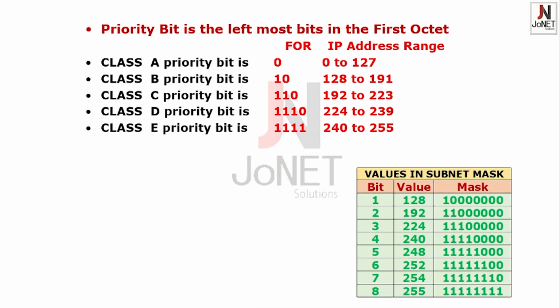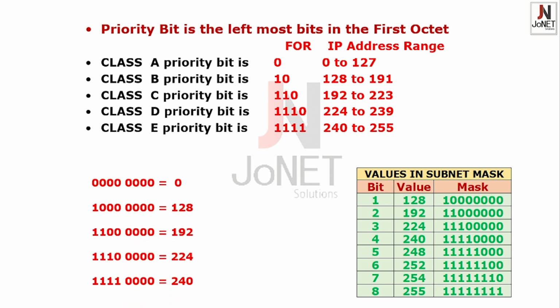How can we find this? Because each and every bit has a bit value. Our binary representation is zeros and ones. Each and every bit has a value, so 0 to a maximum of 255. Here I have listed a few examples. If all the bits are 0, then your final output will be 0. In the first octet, if the first bit is 1 in binary representation, that will be 128. Then we can identify that this IP address belongs to class B.